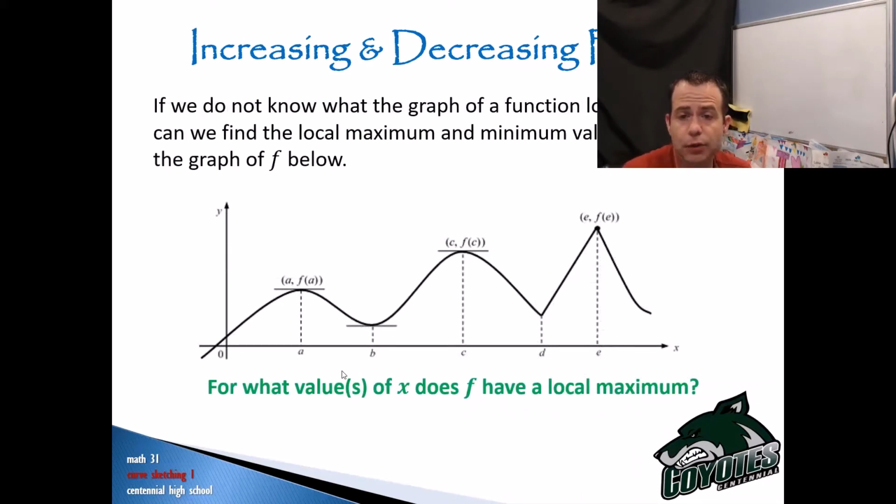Well, I would see a local maximum at a, at b, and at e, right? So A, B, and... I don't know why I said B. I literally, if you watched my video, did this and then called it B. Sorry, A, C, and E. Here, here, and here, okay?